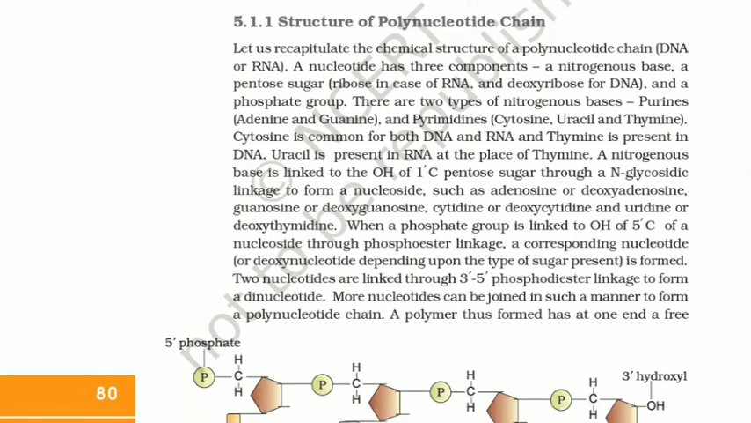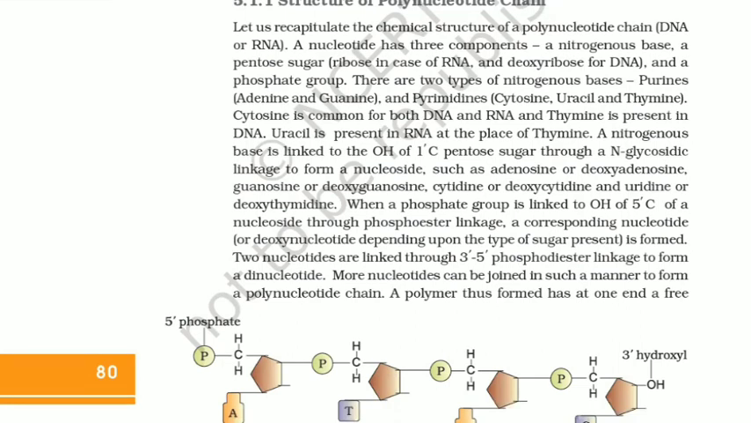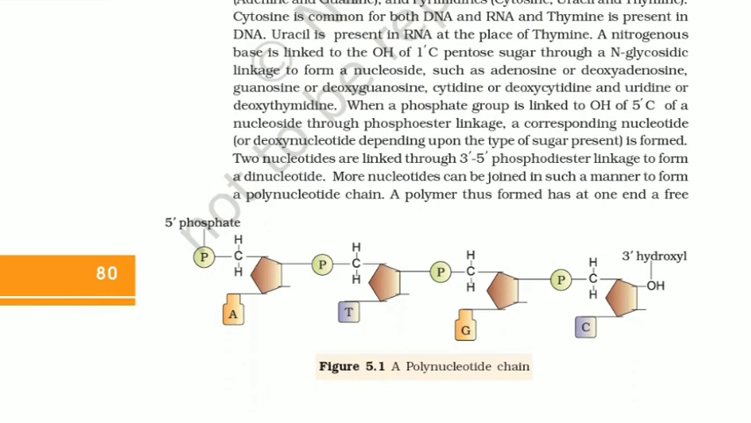A nitrogenous base is linked to the OH of the 1' carbon of the pentose sugar through an N-glycosidic linkage to form a nucleoside, such as adenosine or deoxyadenosine, guanosine or deoxyguanosine, cytidine or deoxycytidine, and uridine or deoxythymidine. When a phosphate group is linked to the OH of the 5' carbon of a nucleoside through a phosphoester linkage, a corresponding nucleotide or deoxynucleotide, depending upon the type of sugar present, is formed. Two nucleotides are linked through a 3'-5' phosphodiester linkage to form a dinucleotide. More nucleotides can be joined in such a manner to form a polynucleotide chain.